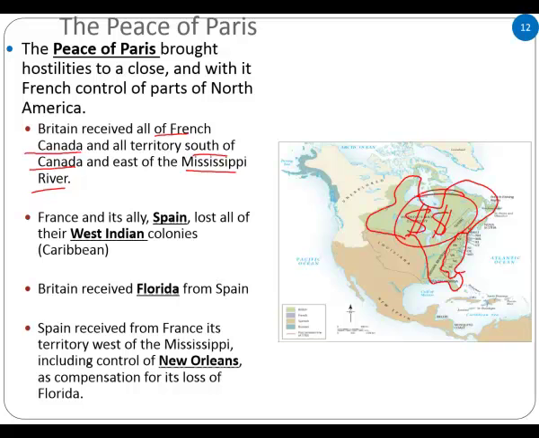Okay? They won the war. They won a lot of land and a lot of value with it. You can't argue against that. But you also earned an extreme cost to govern all that. And that's a big idea there. France, an ally of Spain, lost all of the West Indian colonies, the Caribbean, and even Florida will go to the English. Okay? Any questions thus far?